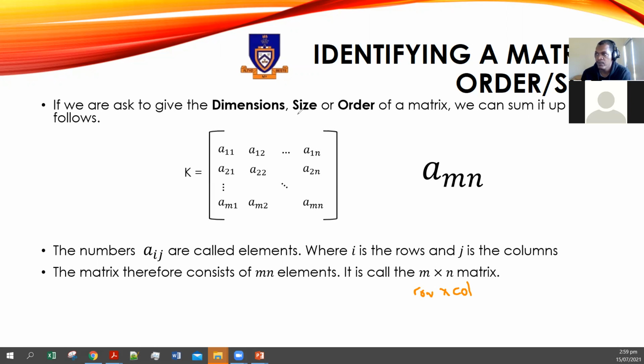And that is how we will find our dimension, our size, and our order, whichever one we ask you. If we say, what is the size of this matrix? Then I want the row by column. What is the order of the matrix? The same answer, row by column. What is the dimension of the matrix? Row by column. Now, the differences between dimension, size, and order.